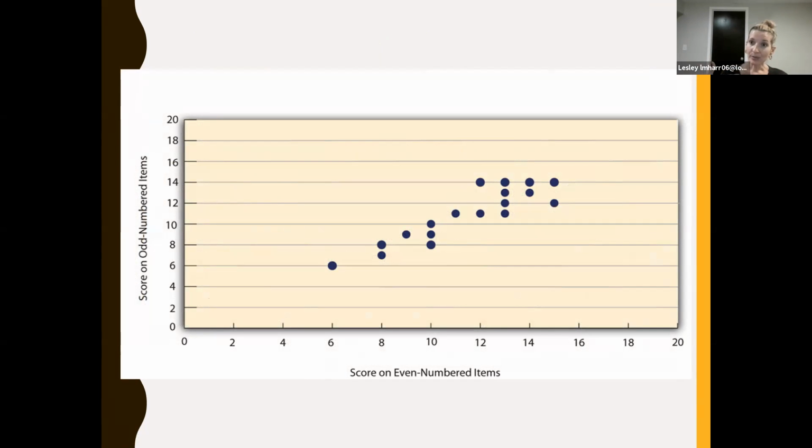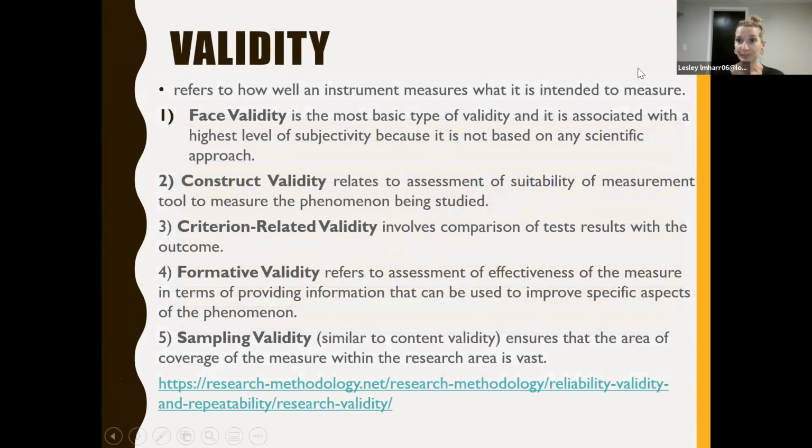So on the x-axis, we're taking the score of the even items. On the y-axis, we're looking at the score of the odd number items. And you can see that there still is good internal consistency between the odds and the evens.